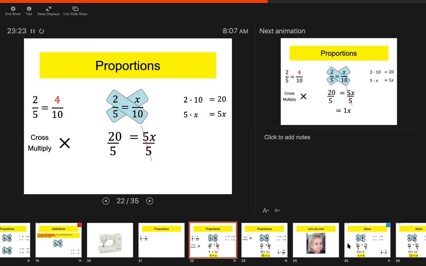Why is 20 divided by 5? Therefore, the answer is x equals 4. Do you see what I did?